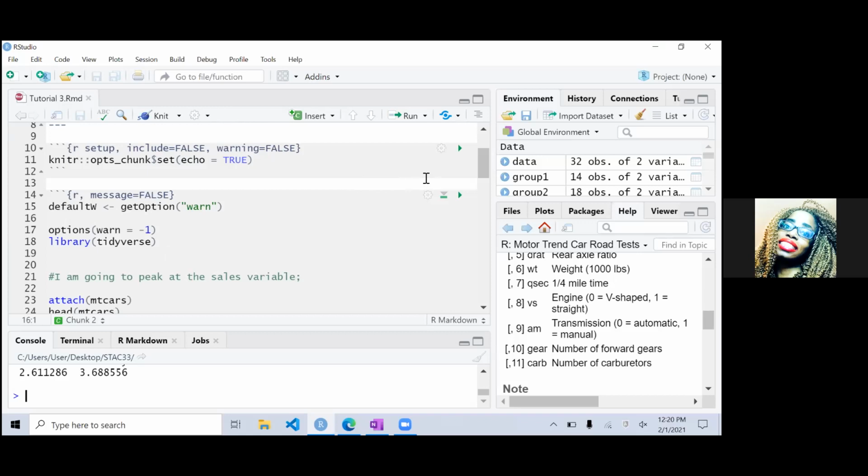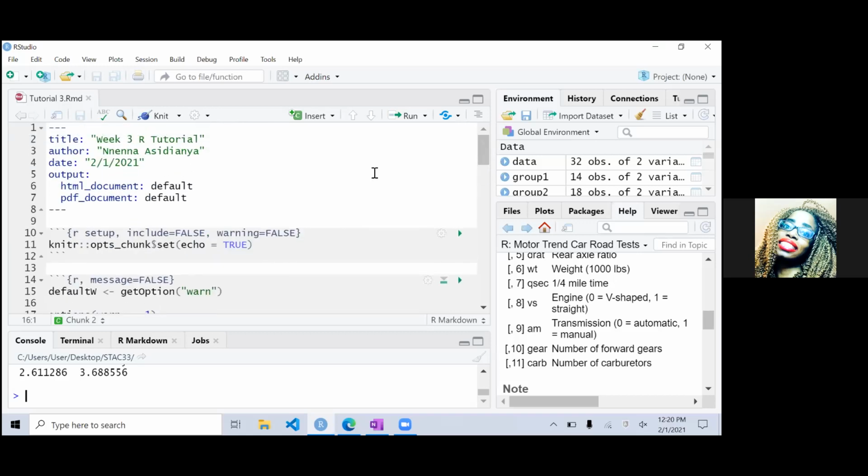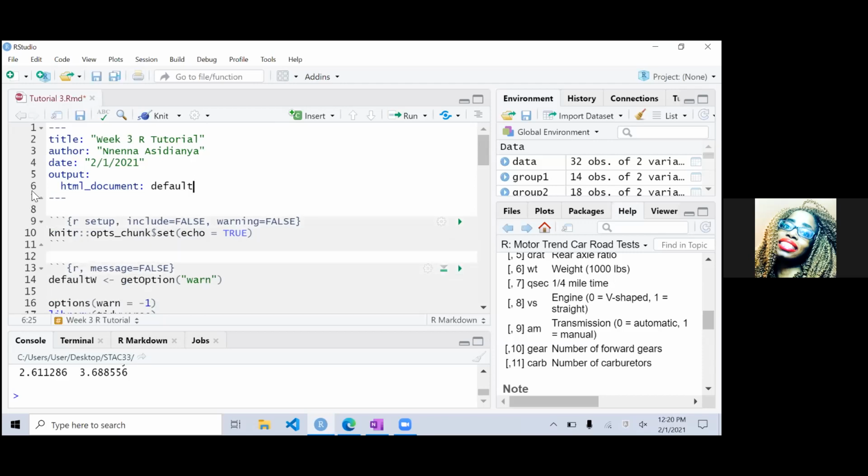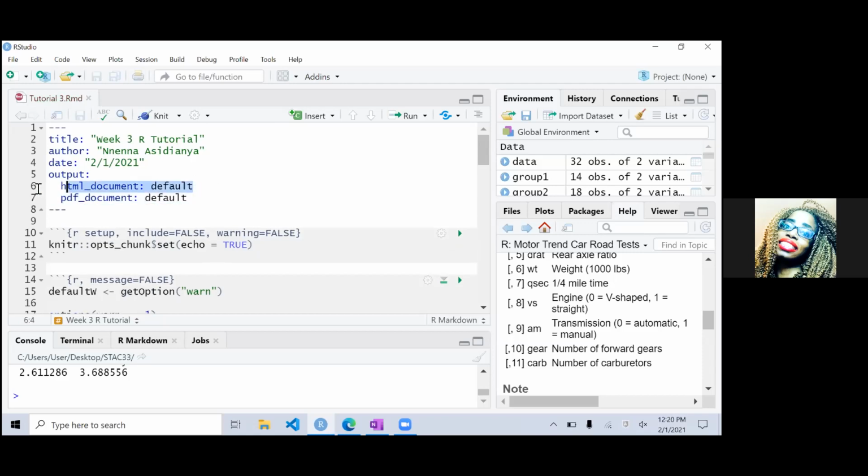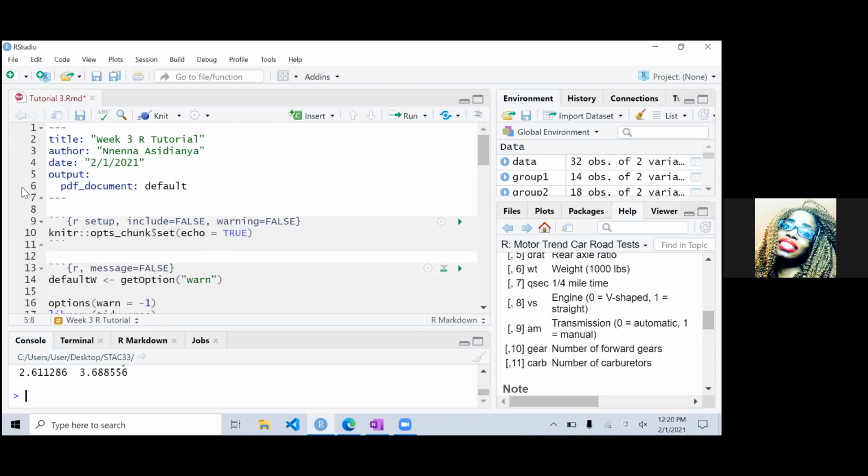I also got a question where somebody said, I don't know how to knit to PDF or knit to HTML. The default is given to you here. In the default I have here, I can either knit to HTML or PDF because I put them both as defaults. If I remove this feature, then I'm only going to knit to HTML. Similarly, if I remove the HTML, then I'm automatically knit to PDF.